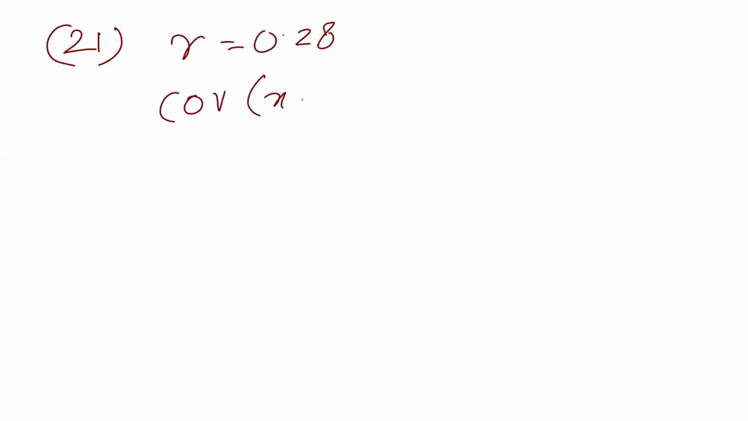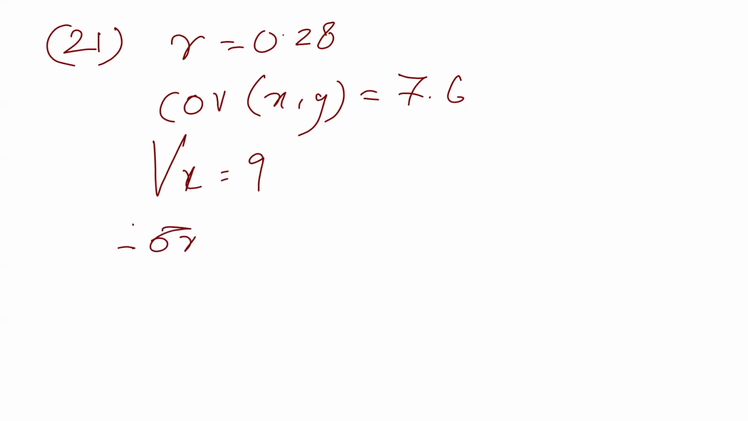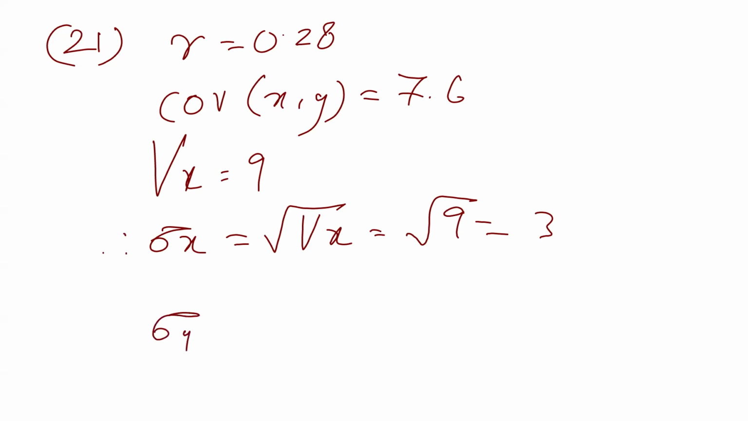Let us go to question number 21. Karl Pearson's correlation coefficient is given in the problem, which is 0.28. R is equal to 0.28. Covariance COV of xy is equal to 7.6. Variance of x is 9. Therefore, standard deviation of x is equal to root of variance of x, root of 9, which is equal to 3. Fine. They're asking you standard deviation of y. This is what is asked.